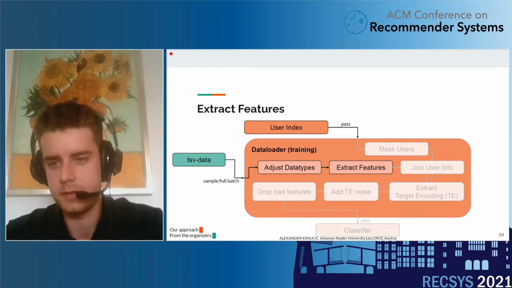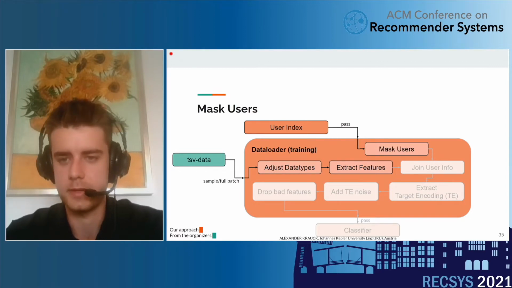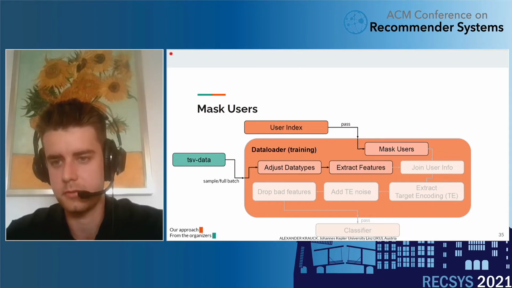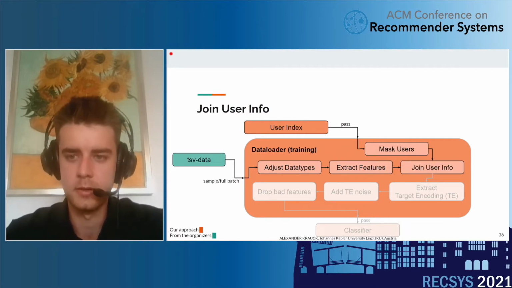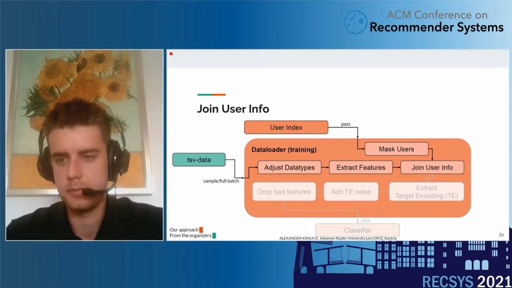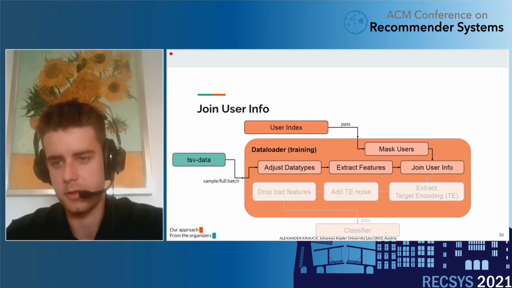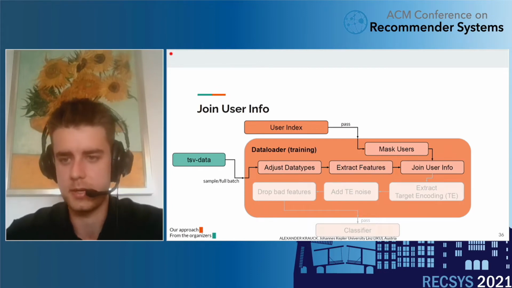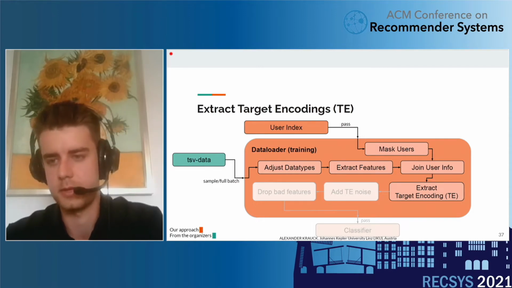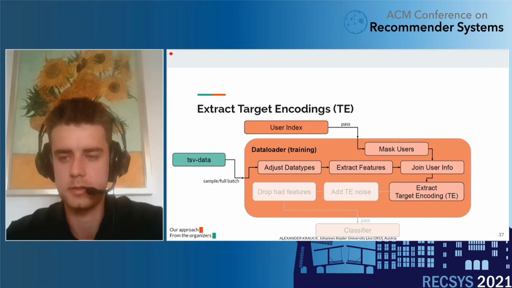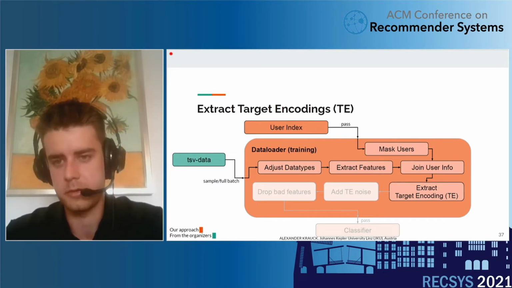So now that we have the simple features extracted, we took the user index and masked some users for training at random. That means we just remove at random, say 2% of all the users in the user index. Next, we simply join the information from the user index with the samples that have been sampled before, and basically enhance the information for each sample. The next step was to extract one of our most important features, the target encodings, which can be extracted from the information from the user index.